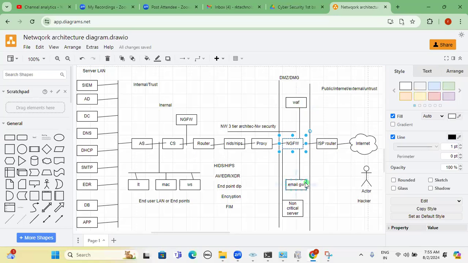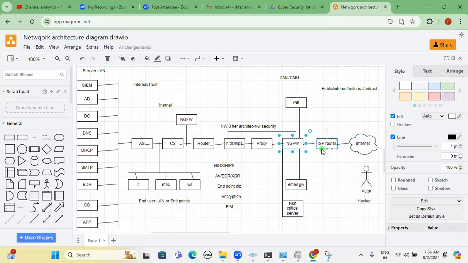Coming back here, email gateway. What is this email gateway? It handles phishing email categories of attacks. The attacker is sitting here, and he will send a phishing email via spear phishing or whaling, or maybe a malicious URL link or malicious malware attachment. That email will come to the internet.